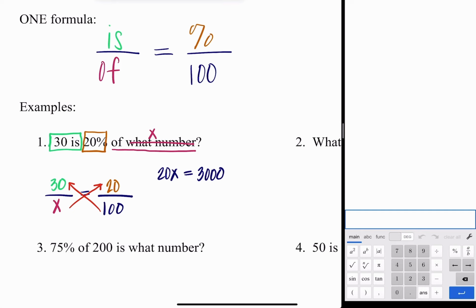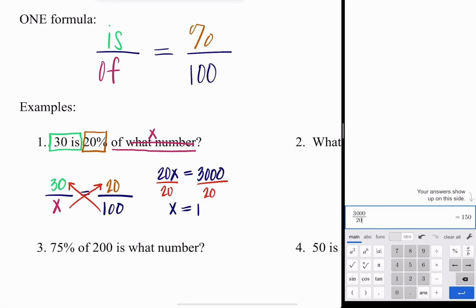So if I want to solve for x, I divide by 20 on both sides because division is the opposite of multiplication. And then I pull up Desmos so I don't make any silly mistakes because I'm convinced I can do math in my head when I really can't. And I find out that the number I'm looking for is 150.